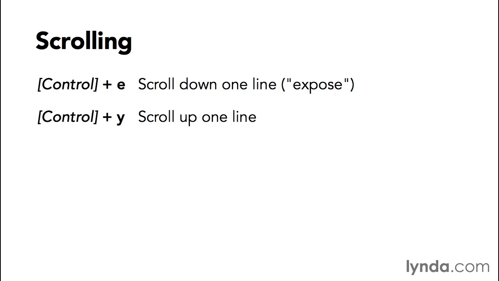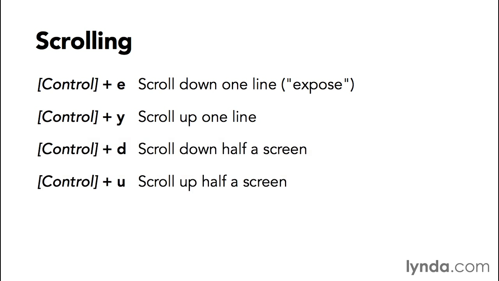Vi was originally written on hardware terminals before the concept of a scroll bar existed, but I'm going to use the term scrolling to describe these commands, all of which use the Control key. You can use Control-E and Control-Y to scroll the screen up and down by one line. E is short for expose, because you're exposing an additional line at the bottom of the screen. Y, I have no idea why it's called that.